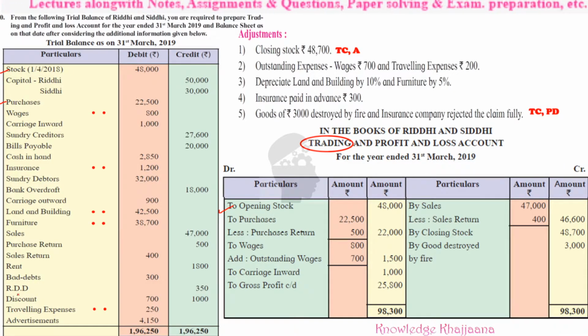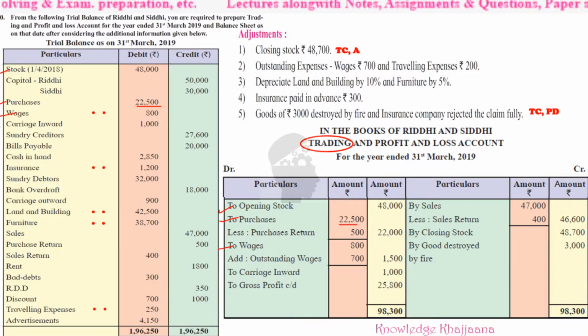But let's see whether there are purchases returns given. Yes, purchases returns are given over here. So purchases should be recorded in the inner column. To purchases amounting to rupees 22,500 we have recorded. Then wages will go to the trading account debit side again, but it has an adjustment, so we'll record it in the inner column. To wages rupees 800.